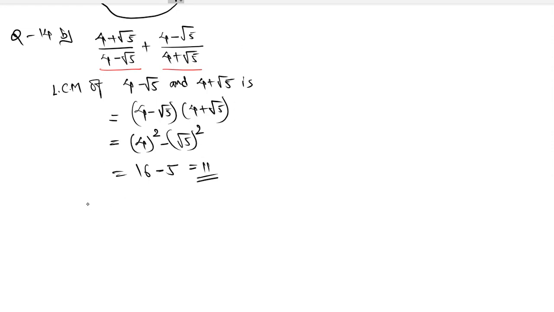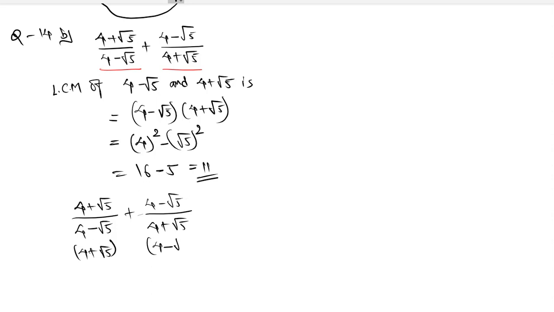So how to write this further now? 4 plus root 5 upon 4 minus root 5 plus 4 minus root 5 upon 4 plus root 5. What should I multiply by 4 minus root 5 over here to make it 11? 4 plus root 5. And what should I multiply here with 4 plus root 5 to make it 11? 4 minus root 5. Right? So I'm going to multiply these numbers in the numerator as well as denominator. And the same thing goes with the second fraction. Let us continue here.